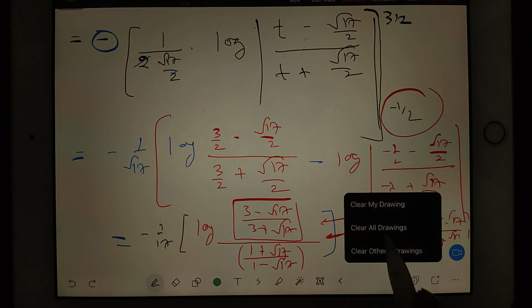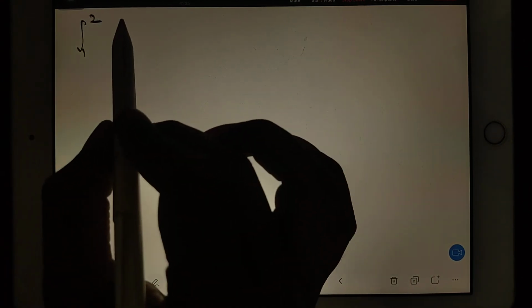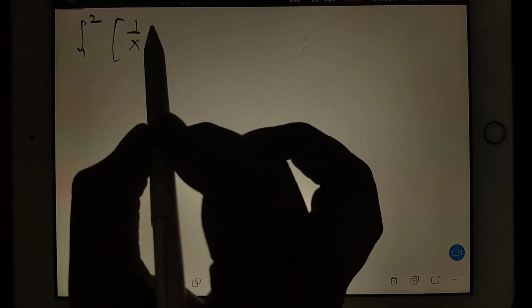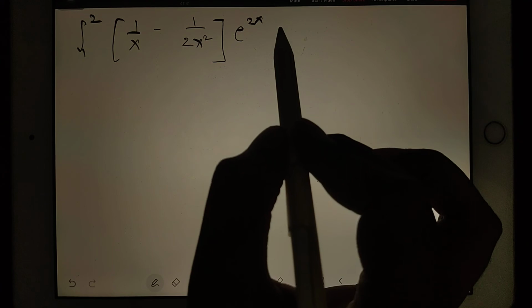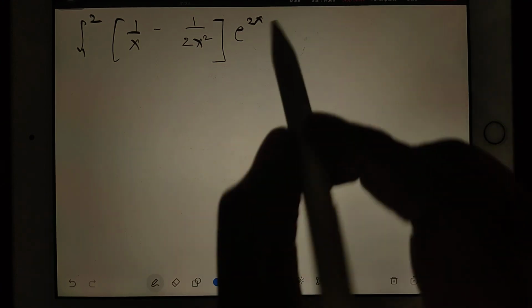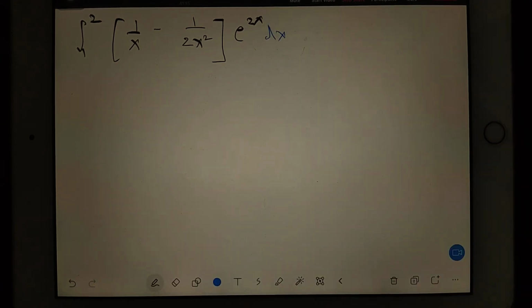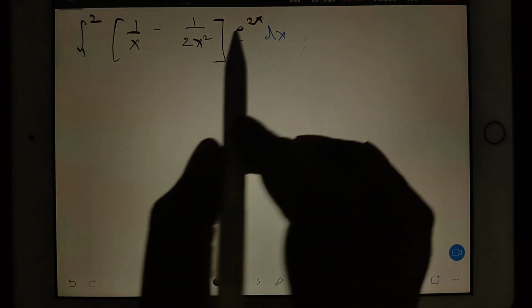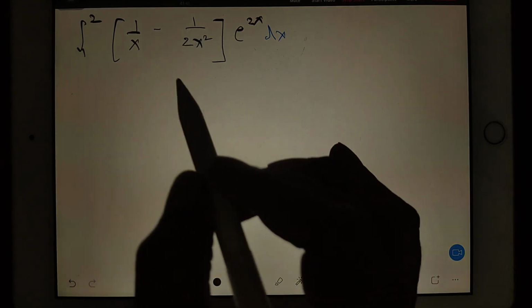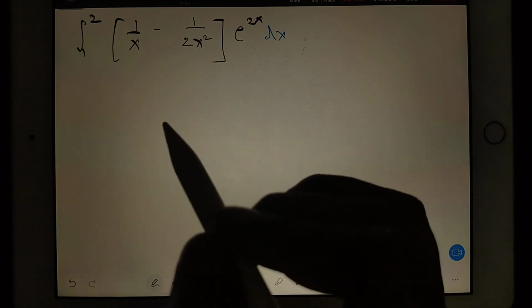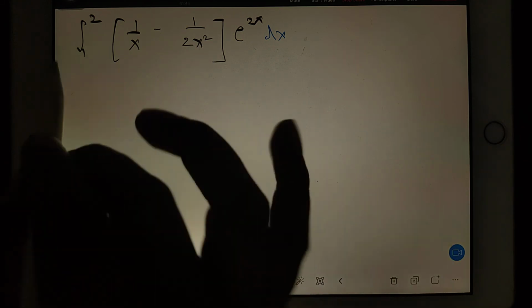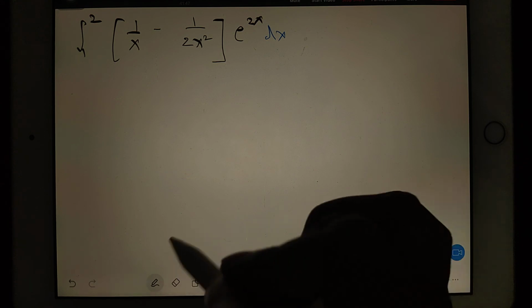Now let's go for another good question. So limit is 1 to 2, bracket 1 by x minus 1 by 2x square, bracket close, e power 2x. This is a really good question, and of course dx is there. Now in this case there can be several approaches, like you can go for the direct method and all, but actually it will be a little bit lengthy. But the question is good, that's why we should try this question.